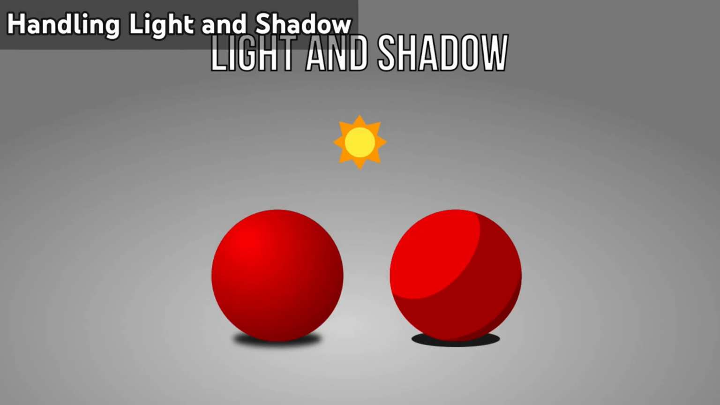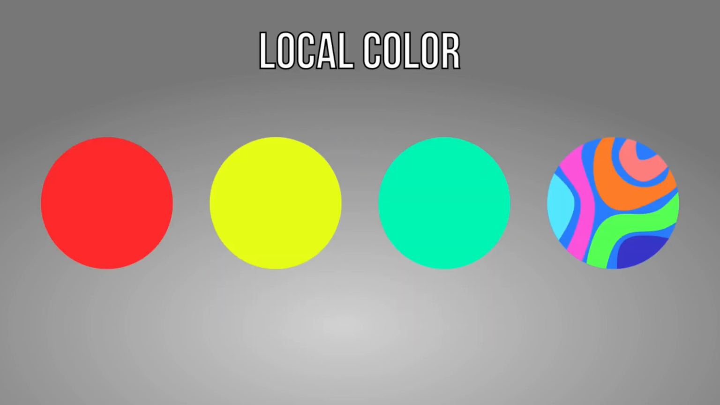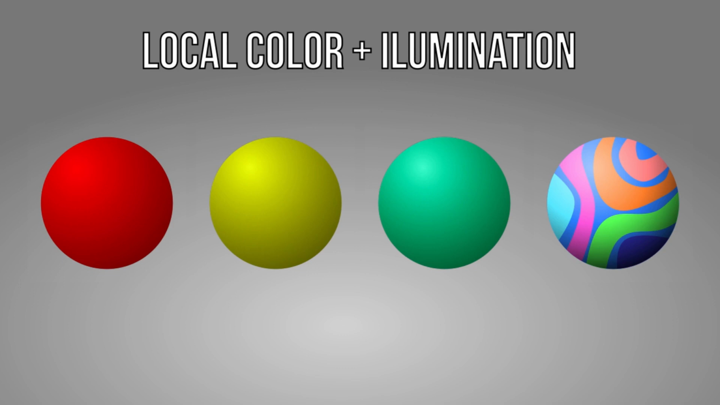In this lesson I want to talk very quickly about the basics of light and shadow, and how to apply those concepts to your Inkscape illustrations. We can think of an object as having two types of color. First is the local color. This is the actual color that the object is painted. Could be red, yellow, greenish blue, or a combination of multiple colors. And then is the illumination color on top.